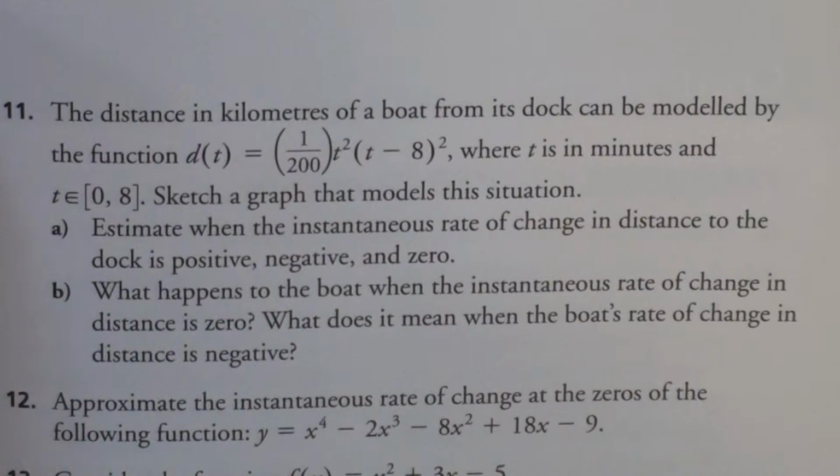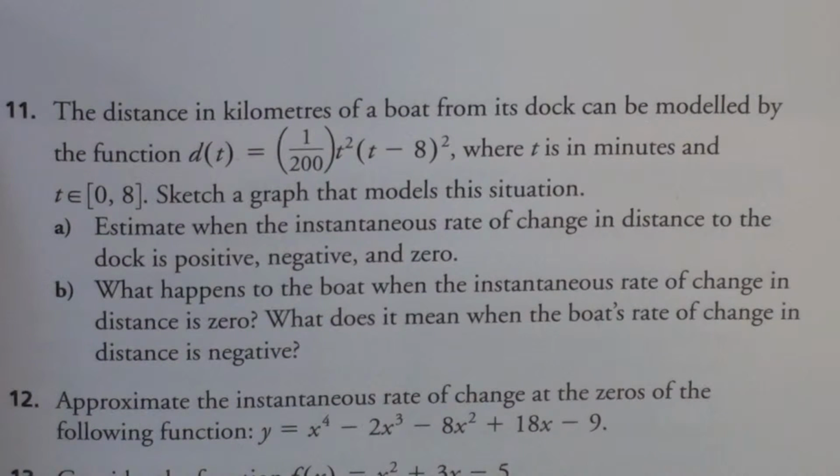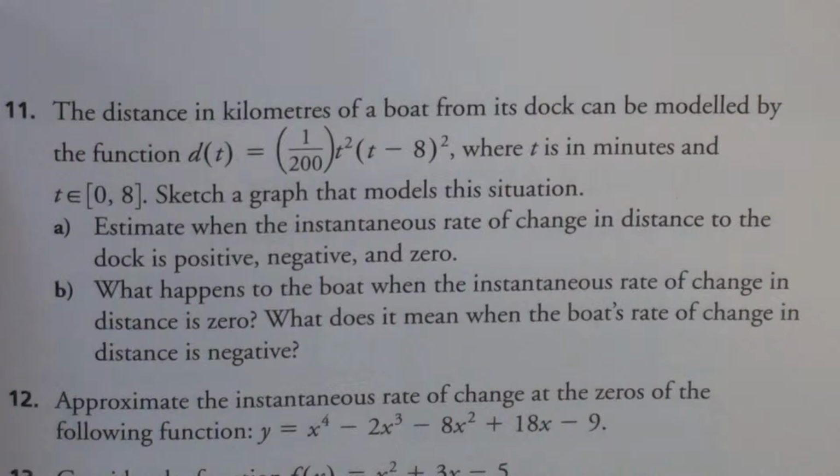The question asks: the distance in kilometers of a boat from its dock can be modeled by the function d(t) equals 1 over 200 t squared, (t minus 8) squared, where t is in minutes and t is real from 0 to 8. Sketch a graph that models this situation. 11a asks to estimate when the instantaneous rate of change in distance to the dock is positive, negative, and 0. 11b asks, what happens to the boat when the instantaneous rate of change in distance is 0? What does it mean when the boat's rate of change in distance is negative?